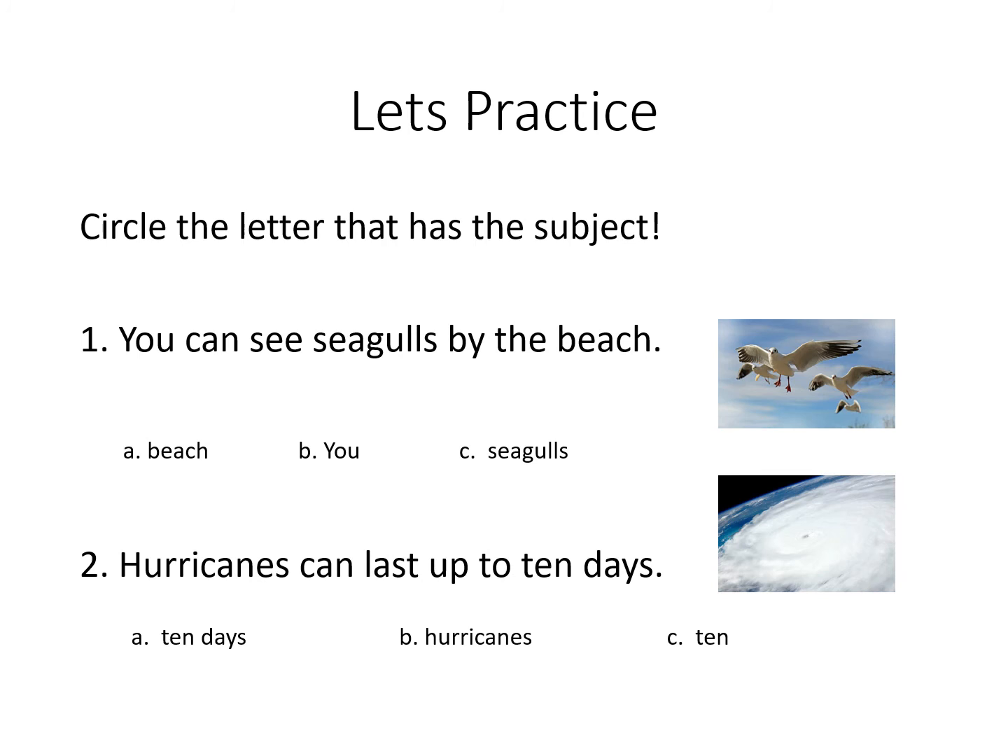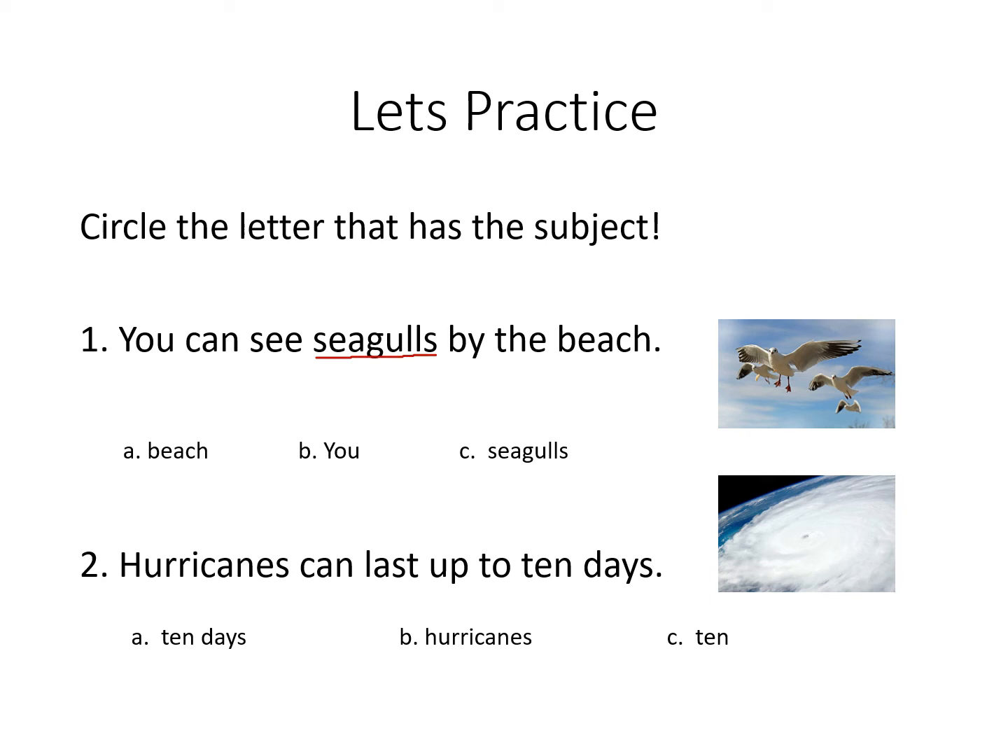Let's practice. Circle the letter that has the subject. Number 1. You can see seagulls by the beach. Remember, you are the sentence, and you have to ask yourself, who or what am I talking about? And the sentence says, you can see seagulls by the beach. What is the focus of my sentence? The focus of my sentence is seagulls.